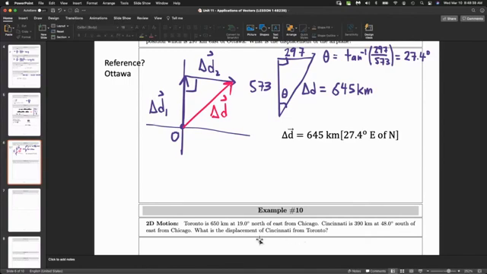So here it says Toronto. Oh, I didn't say it the Toronto way, even though I've been born and raised in Toronto. My apologies. Let me say it like a tourist. Toronto is 650 kilometers at 19 degrees north of east from Chicago. And then Cincinnati is at some other position, because those are positions. What is the displacement of Cincinnati from Toronto? What the heck is going on here, right?